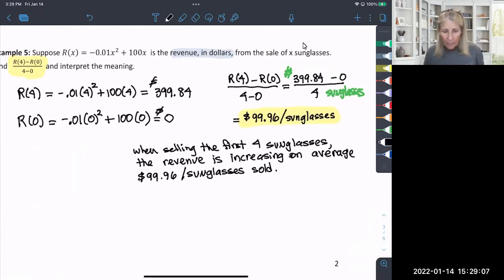Okay, so this is average rate of change, also known as a slope. And keep this practice in mind. We're going to tie it into limits in the next section and come up with what's called a derivative.